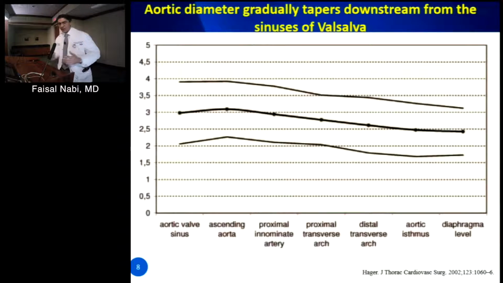Well, there are a lot of slides coming up just about measurements. What we know is that usually the largest measurement is in the ascending aorta, and it gradually tapers downstream from there. So if you look, the middle line is really your mean. Apart from the aortic root, where the sinus of Valsalva is generally 3.7, 3.8, the normal aorta is around 3 centimeters or less. That's the best way to remember numbers.